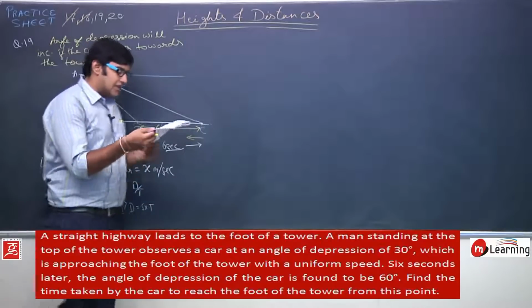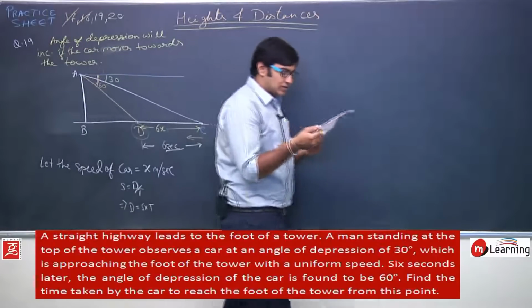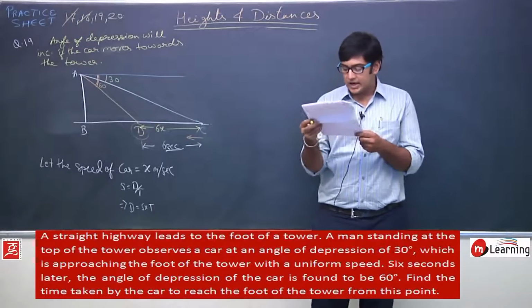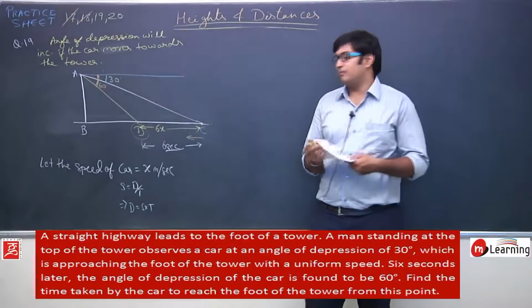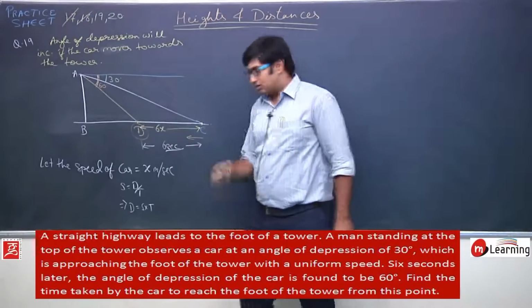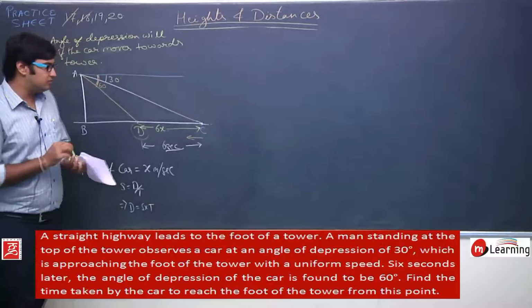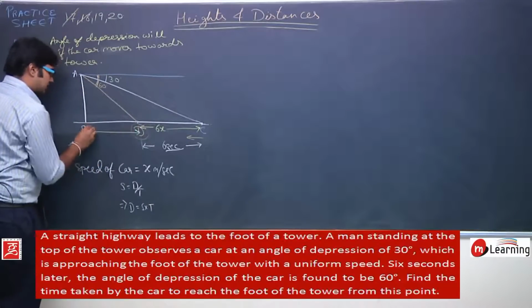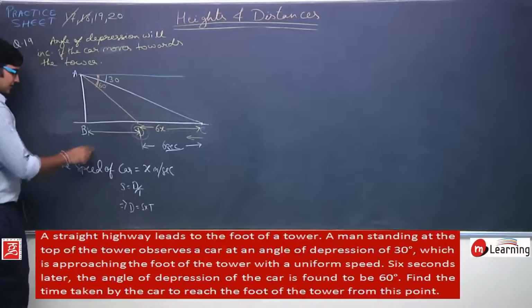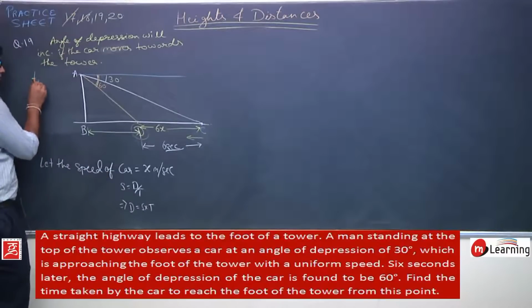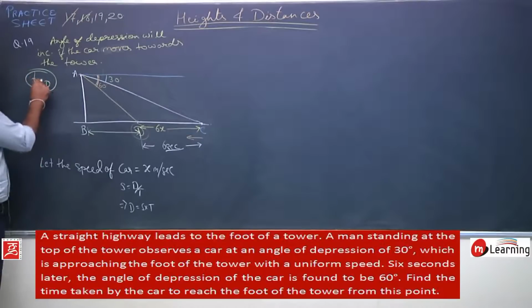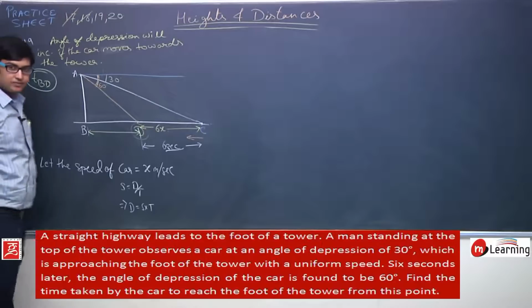Now what is the task? Task is to determine the time taken by the car to reach the foot of the tower from this D point. So I need to calculate the time taken by this car to travel this much distance. Okay, my task is to calculate TBD. I represent it by TBD, that is the time to travel BD distance.